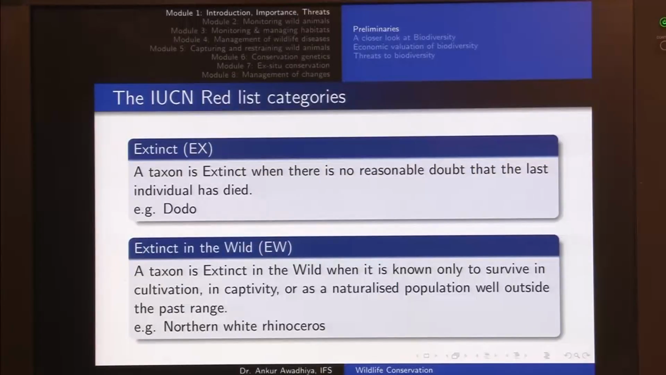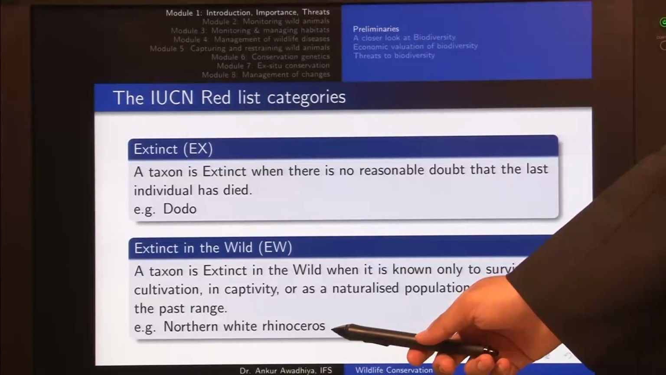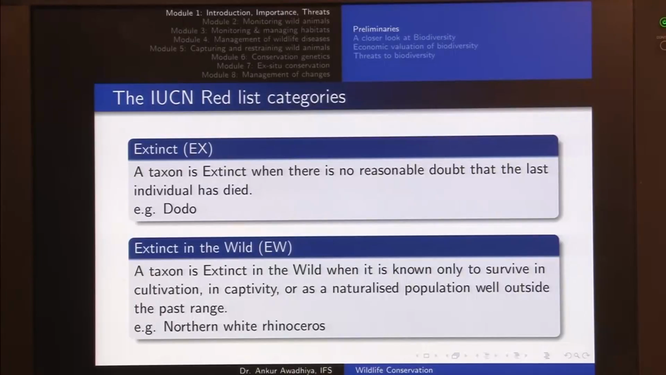So, that is a process known as de-extinction, but for the purpose of this course this will not be of much use. So, extinct is something that is already gone. Extinct in the wild, so it means that it is known only to survive in cultivation, in captivity or as a naturalized population well outside its past range. For example, the northern white rhinoceros. Now, northern white rhinoceros is a subspecies of white rhinoceros that is found in the continent of Africa, and from all the natural regions this animal is now extinct and only a few specimens exist in a few number of zoos. So, this taxon will be known as extinct in the wild.